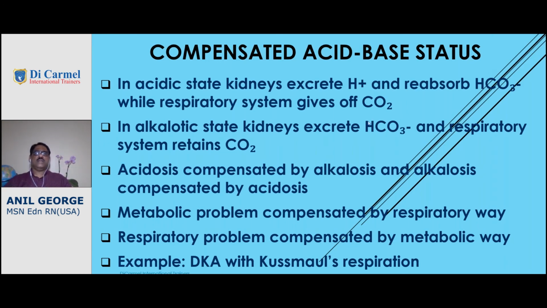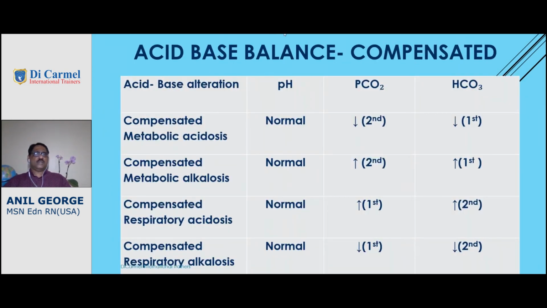That's what you see here. Again, acidosis is compensated by alkalosis, and alkalosis by acidosis. And a metabolic problem is compensated by the respiratory way, as I already told you, whereas a respiratory problem is compensated by the metabolic way. And I already explained the best example here, DKA with the Kussmaul respiration. All right, and let's see this state of compensation here in a table.